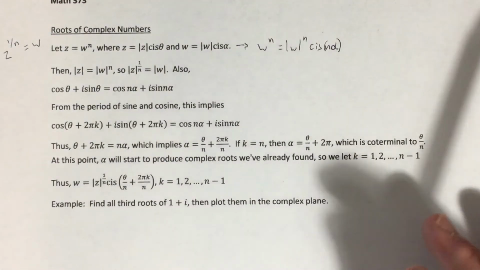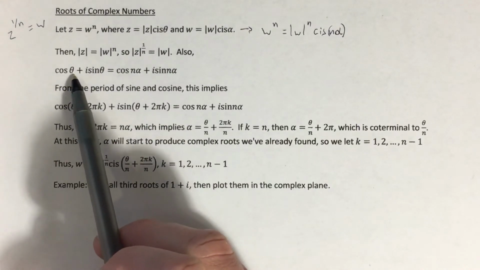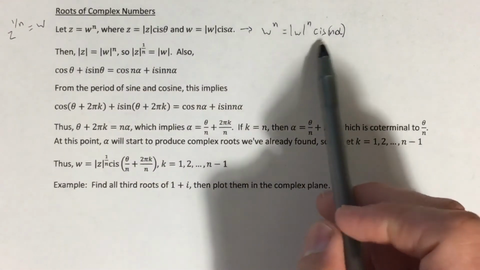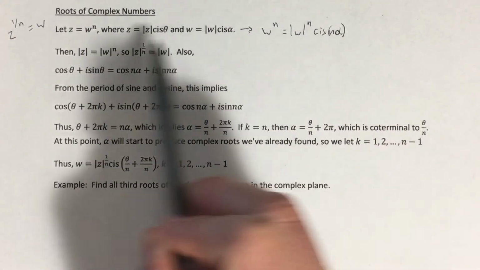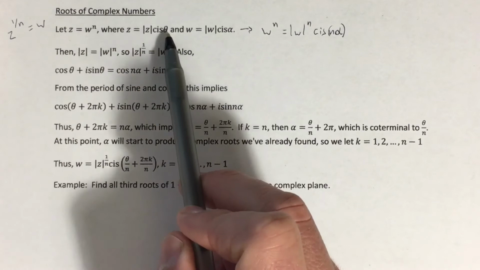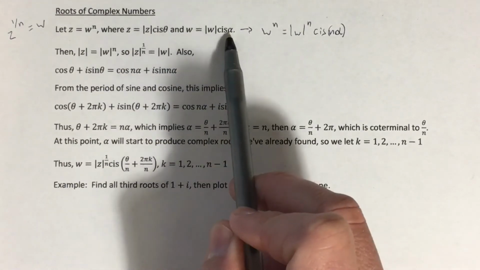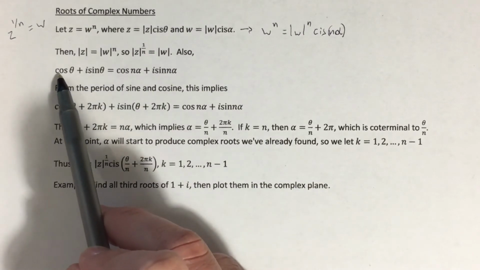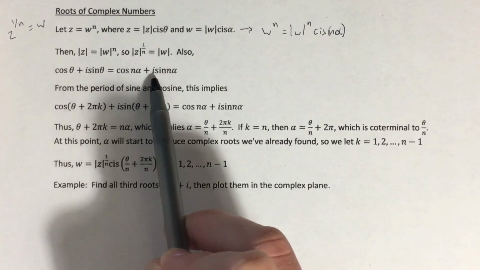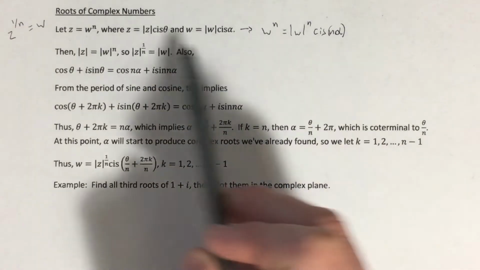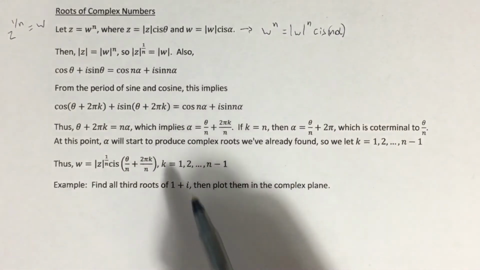Now I want to look at the arguments of these complex numbers. Again, the argument of w to the nth power is n alpha, and the argument of z is theta, and those go into these cis representations, which if I expand those, it's the same thing as cosine of theta plus i sine of theta equals cosine of n alpha plus i sine of n alpha. Okay, that's the same thing as saying that cis theta is equal to cis n alpha.